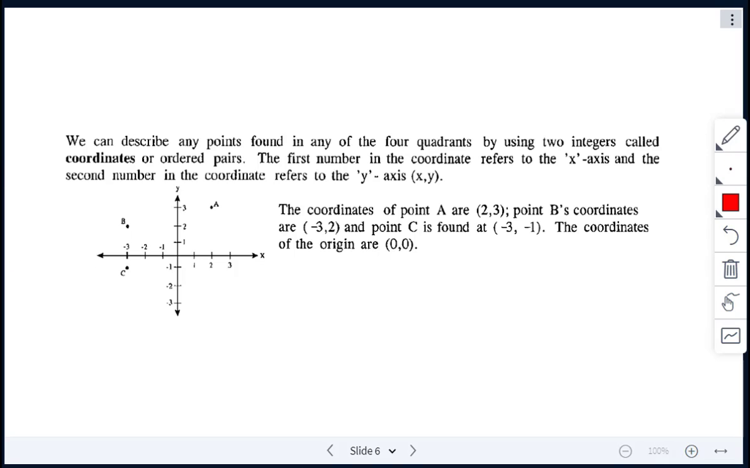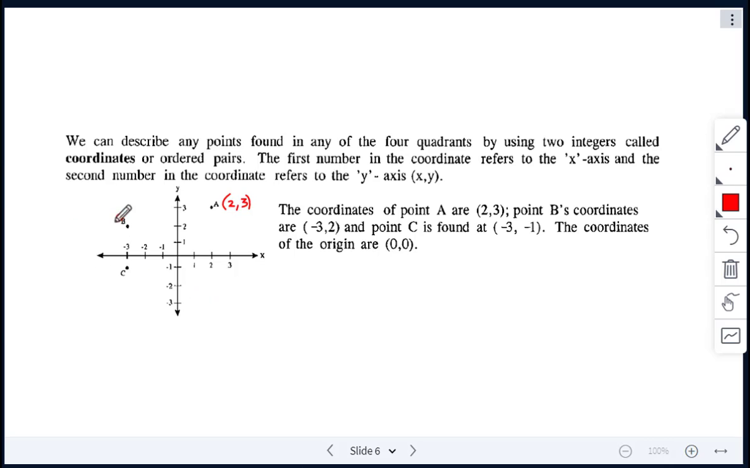So our first example here, we're looking at coordinate A right there. We always start with our x coordinate first. So going over to x, our x coordinate is 2. I'm just going to open up a bracket and put 2. And then our y coordinate, looking on our y-axis, is 3. So our coordinate for point A is (2, 3).